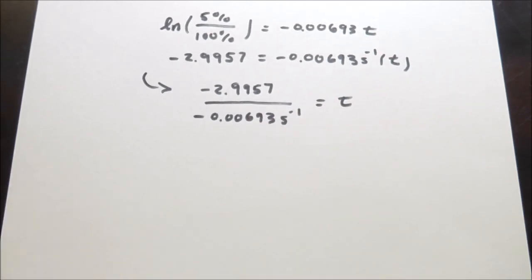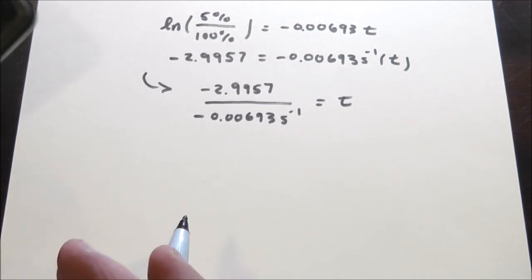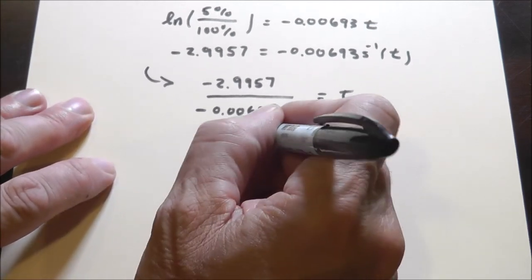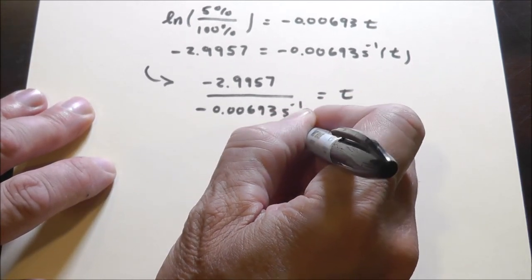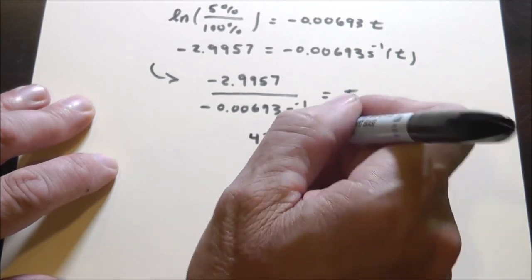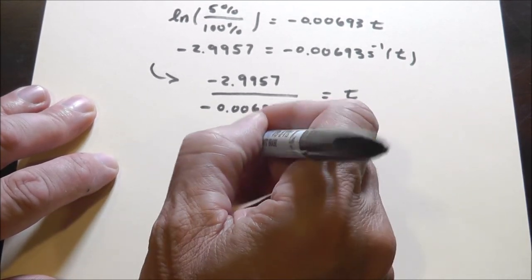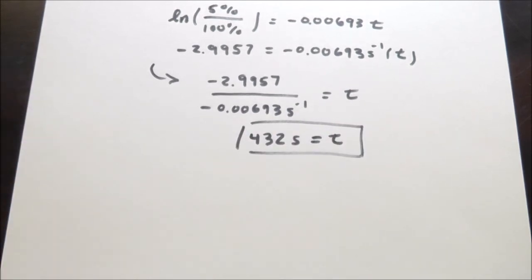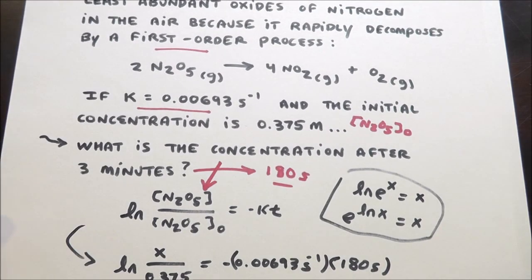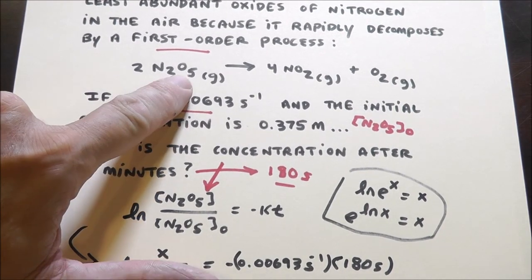So let's see what we get. I'm going to just get rid of the old negative sign. 2.9957 divided by 0.00693. Bang. 432. The units now are seconds, because inverse seconds. And see, that's not a half-life, but that was between 4 and 5 half-lives. And so you should be able to ground yourself and check yourself using the half-life if you're lucky enough to be given a first order equation.